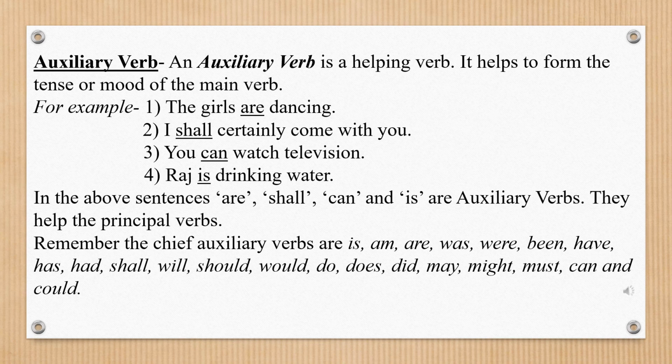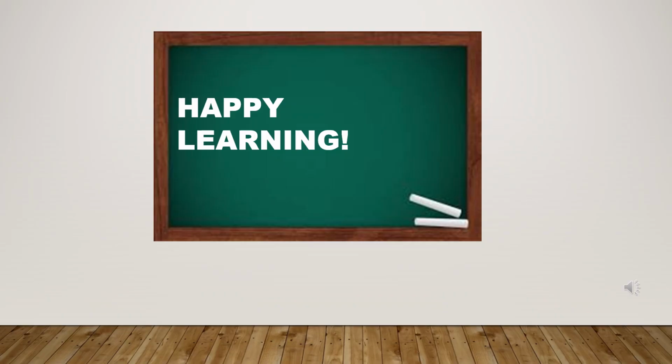Remember, the chief auxiliary verbs are is, am, are, was, were, been, have, has, had, shall, will, should, would, do, does, did, may, might, must, can, and could. With this, we come to the end of today's session. I hope you all have understood the lesson verbs. Believe me, students, if your concepts of verbs are clear, it will help you a lot to understand future concepts.